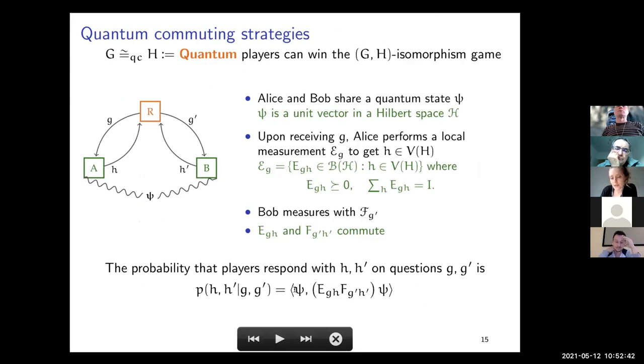And then if the state here is maximally entangled, then it reduces to saying that these operators are orthogonal to each other. So this is what you get. And that's just like, if the referee asks G and G prime, when G and G prime are adjacent, then you have to answer with adjacent edges? Yes. And if you put here something that is non-adjacent, then they have to answer with non-adjacent. This has to be zero, right? So then you get that this product would need to be zero.